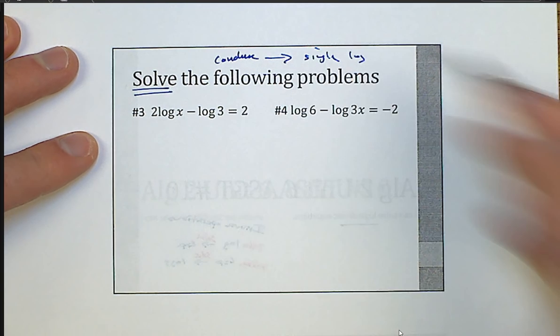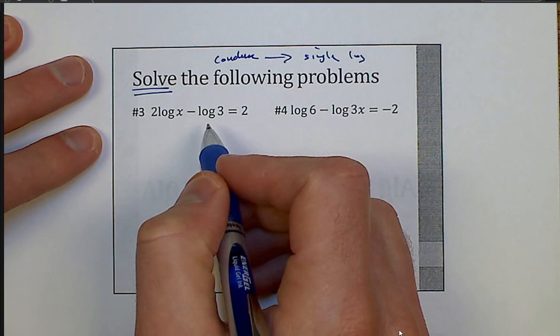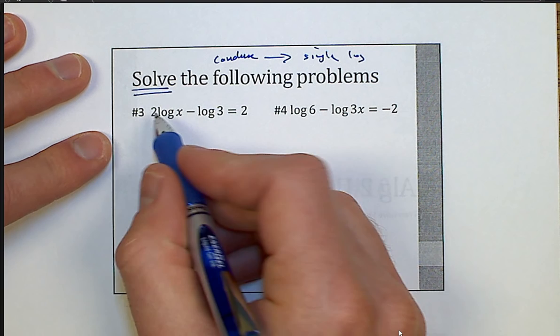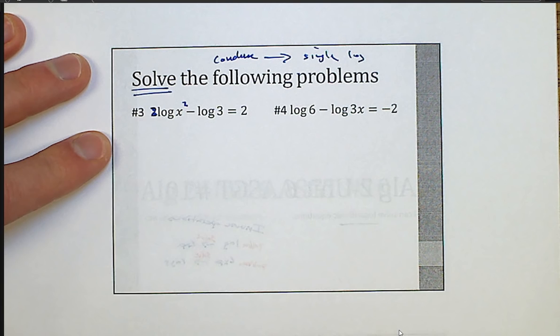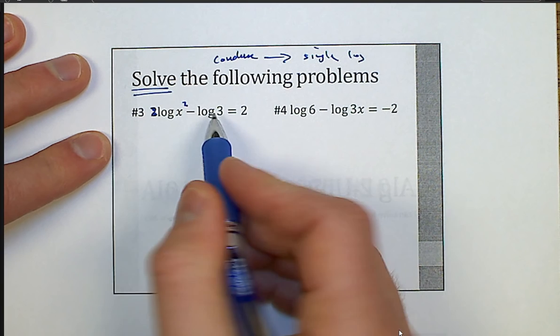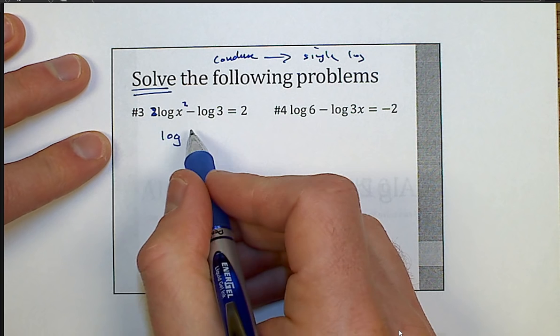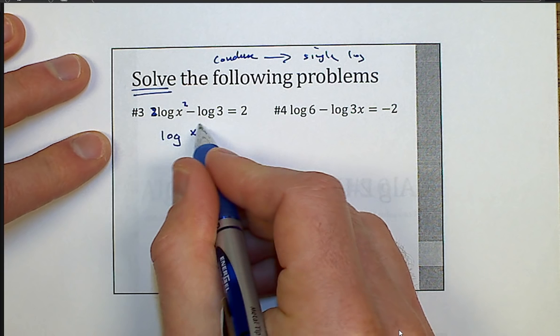And so that's what I need to do here, is I need to use some condensing properties: quotient, product, power property. The 2 out in front is going to become a 2 there on that x, and then the minus sign means division. So basically what I have here when I condense this, and I'm kind of doing 2 steps in one, that'll be x squared divided by 3. So x squared divided by 3 equaling 2.